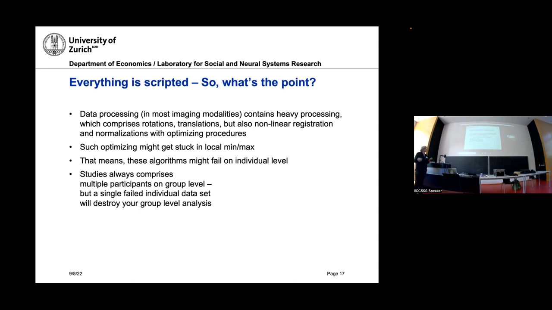And since your study is not comprising a single participant, but nowadays at least 40, better 60, something like that, you have many individuals and maybe several sessions, so participants came in several times. You have a lot of data, and you put them together in a group analysis, and a single participant that failed is destroying your whole group level analysis, because that's then the outlier, and then you have nothing.